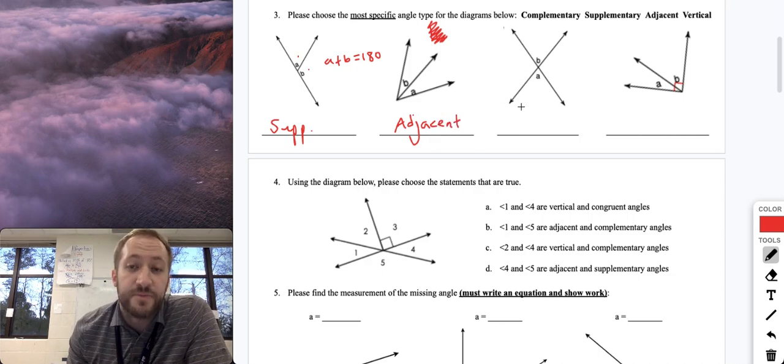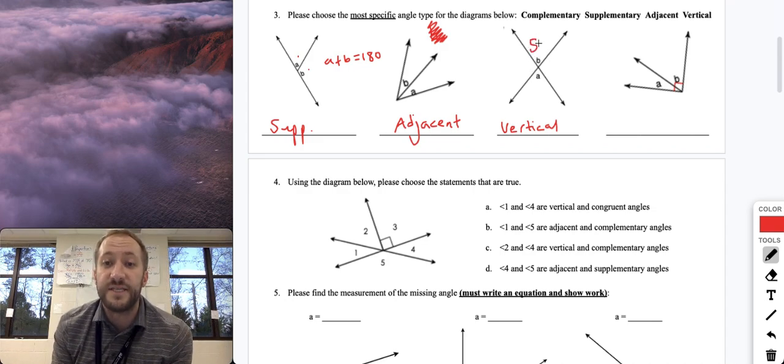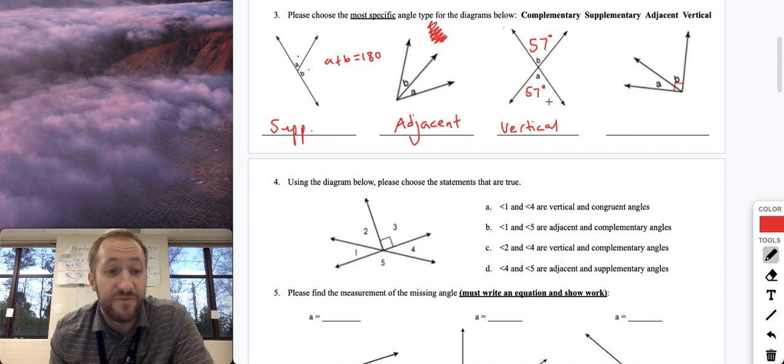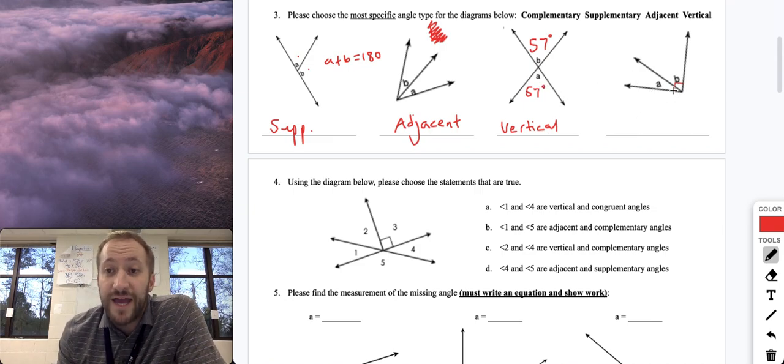These are right across from each other, so those are vertical angles. If they're vertical, that means they're congruent. So if this angle was 57, the angle directly across from it would also be 57 degrees. This one right here, this is a right angle. I know because it has that box here. So these are complementary. They have to add up to give us 90 degrees. Let's look at the next one.